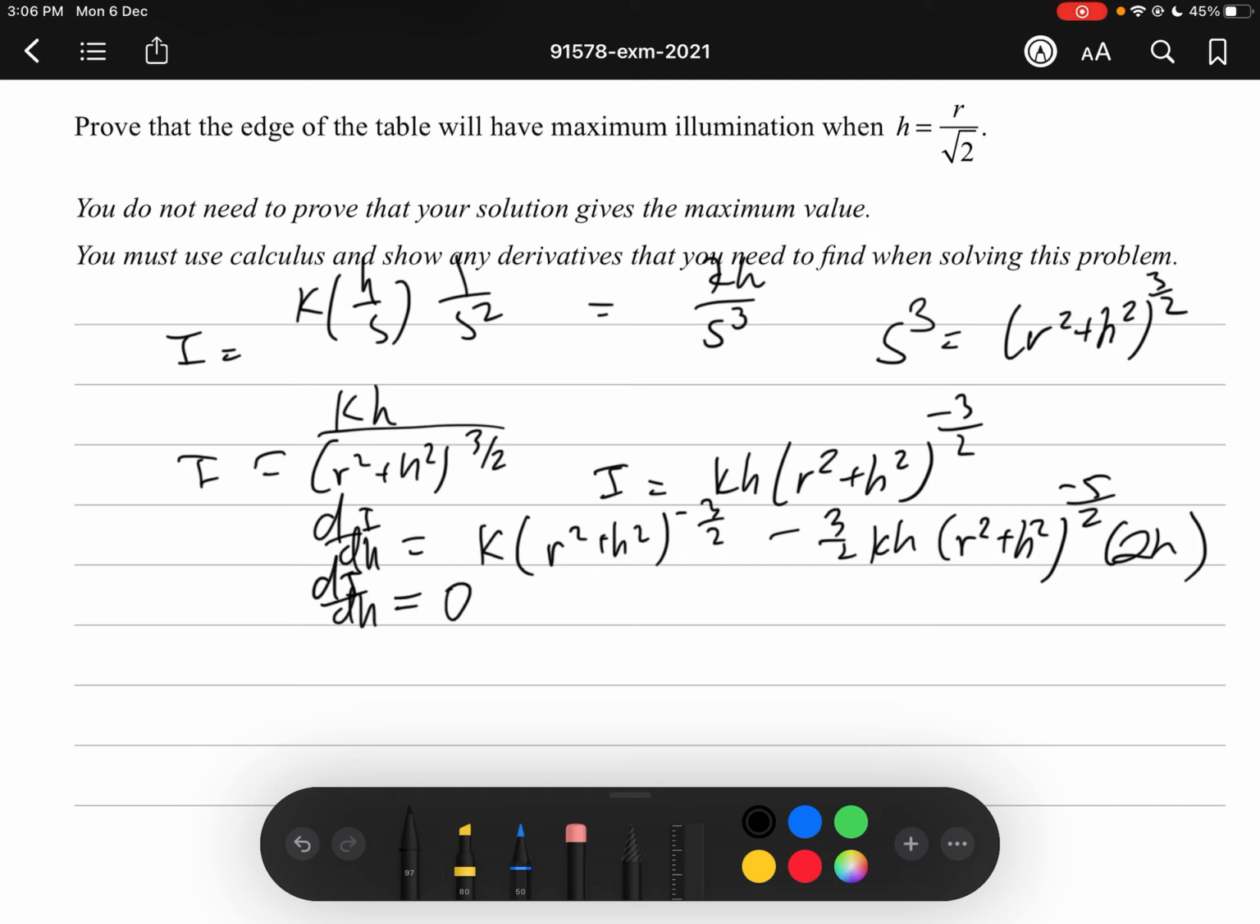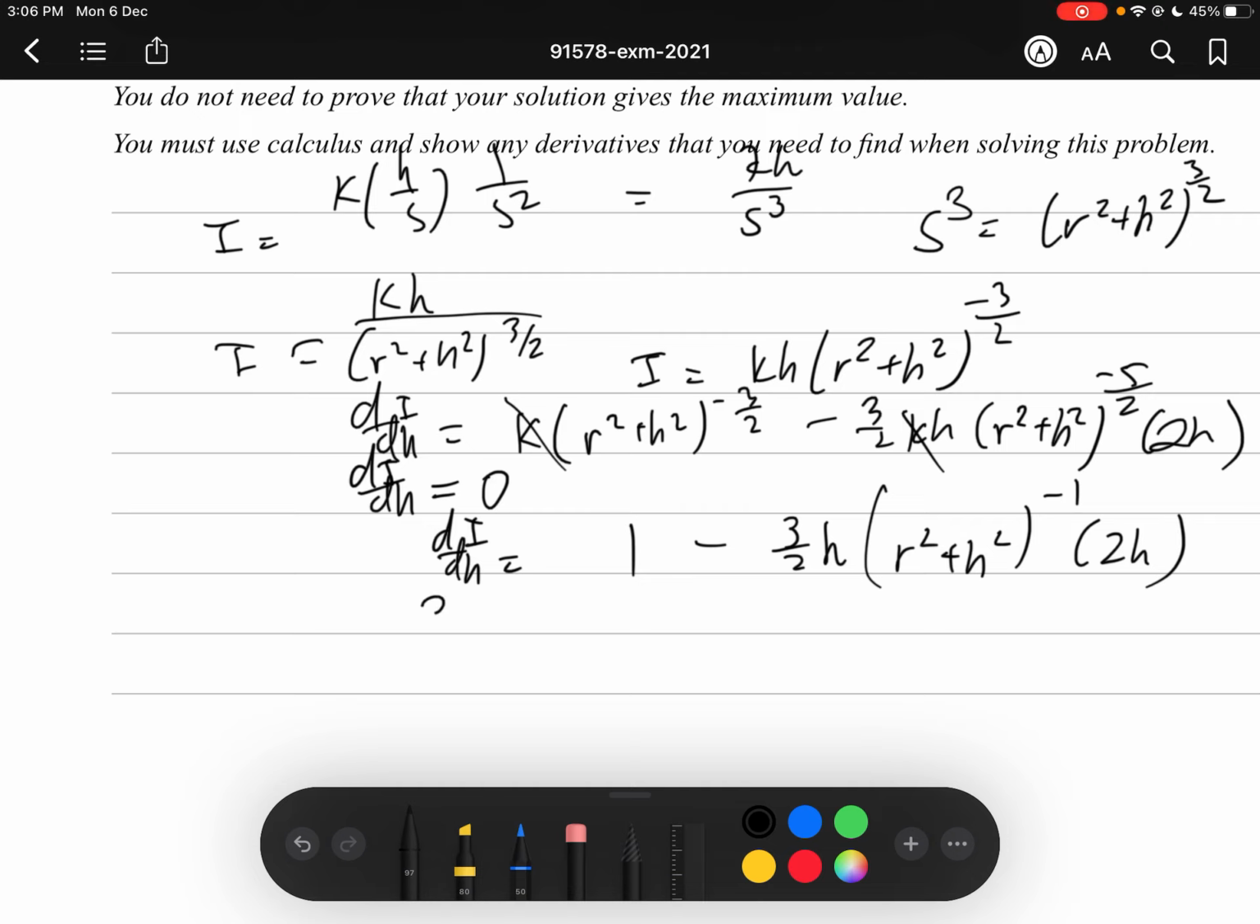Therefore, we can divide both sides by r squared plus h squared to the power of negative 3 over 2, and divide by k. So k cancels through. We have dI over dh is equal to 1 minus 3 over 2 times h times r squared plus h squared to the power of negative 5 over 2 plus negative 3 over 2, since we're dividing through by r squared plus h squared to the power of negative 3 over 2. So we just have this is equal to negative 1 times 2h.